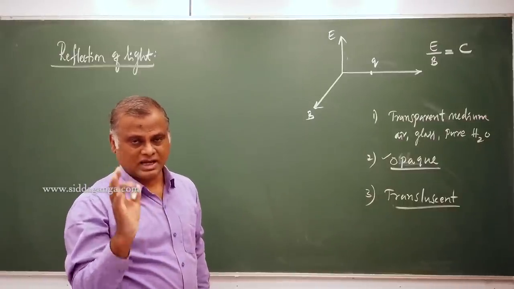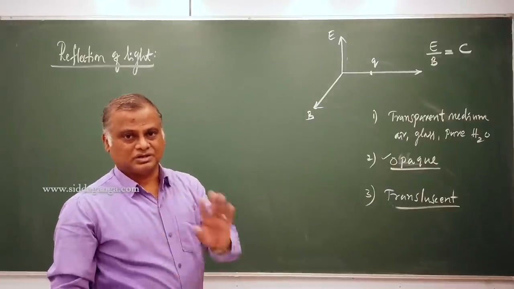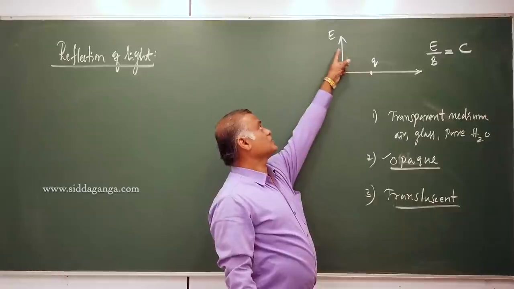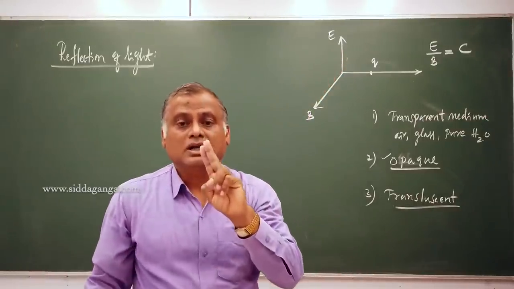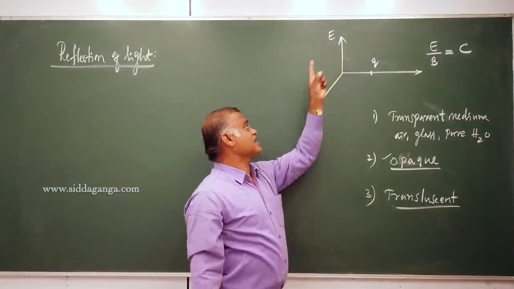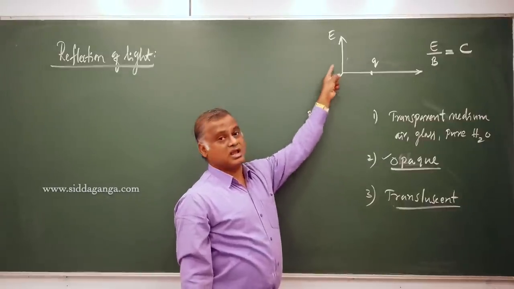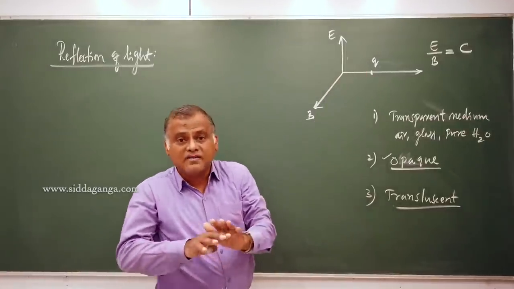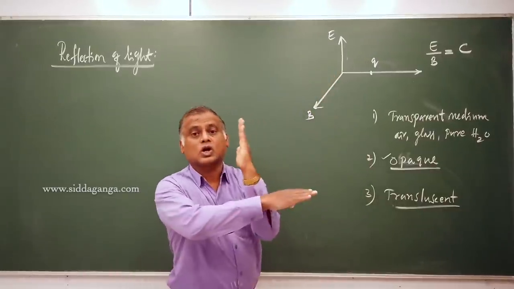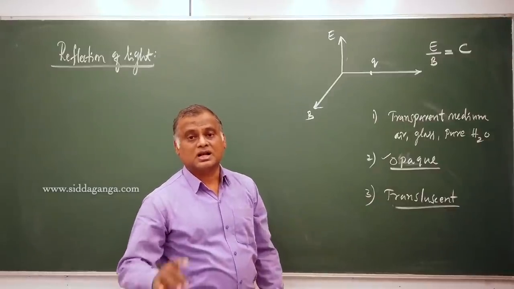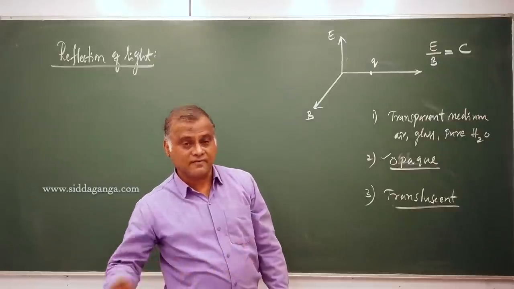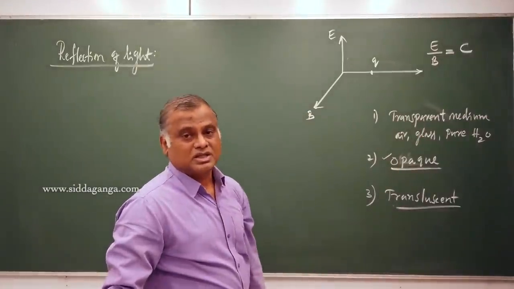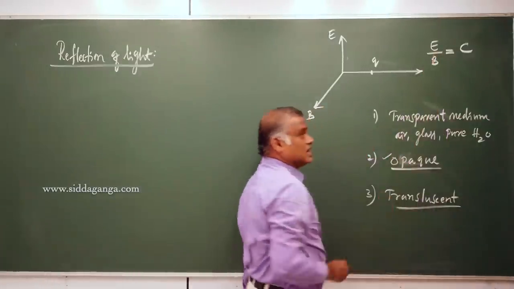I repeat, light is an electromagnetic wave, which is transverse in nature. Having an accelerated charge particle, it is possible to generate two time-varying fields: an electric field vector and a magnetic field vector, which are mutually perpendicular. When these electric and magnetic field vectors are mutually perpendicular, the charge particle is undeflected. We call these crossed fields, and the device is called a velocity selector. The speed is given by the formula E divided by B, that you will study in moving charges and magnetism, where E is electric field strength, B is magnetic field, and c is the speed of light.